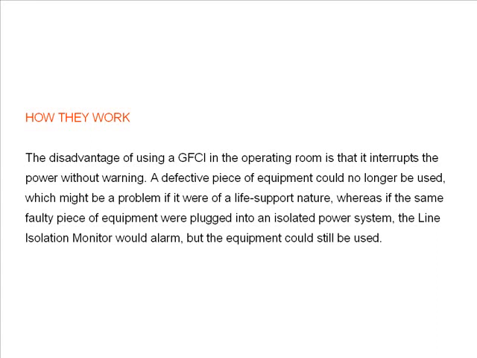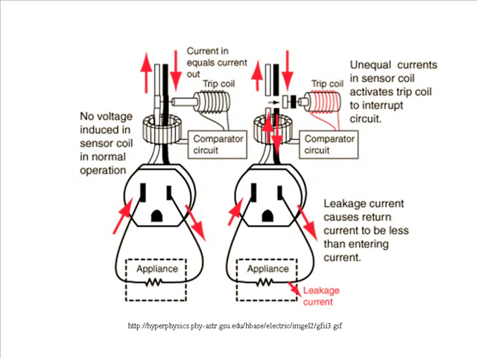Whereas if the same faulty piece of equipment were plugged into an isolated power system, the line isolation monitor would alarm, but the equipment could still be used. And this explains why line isolation monitors and line isolation techniques are commonly used in the operating room, and we'll be talking about that in a little bit.